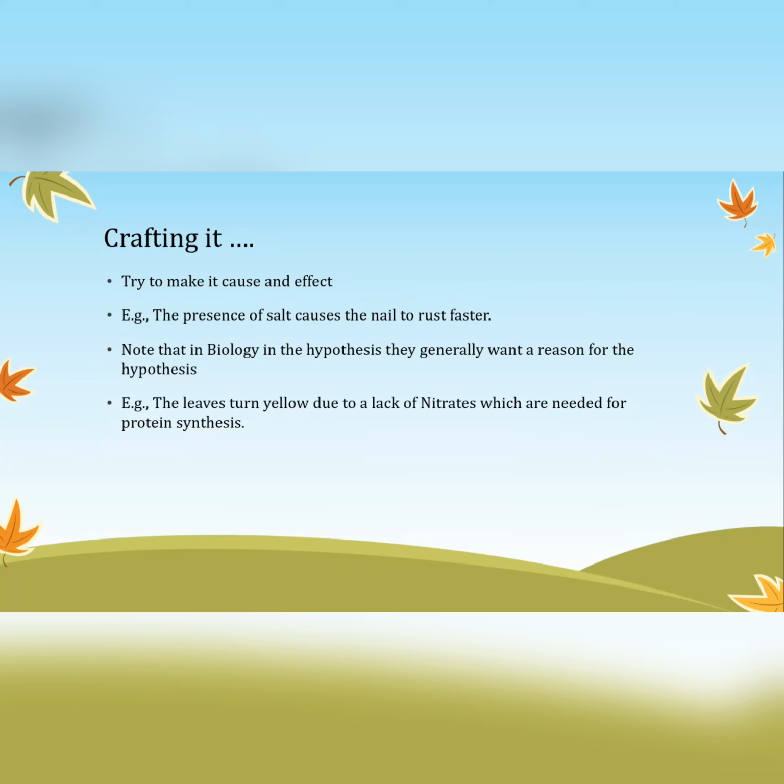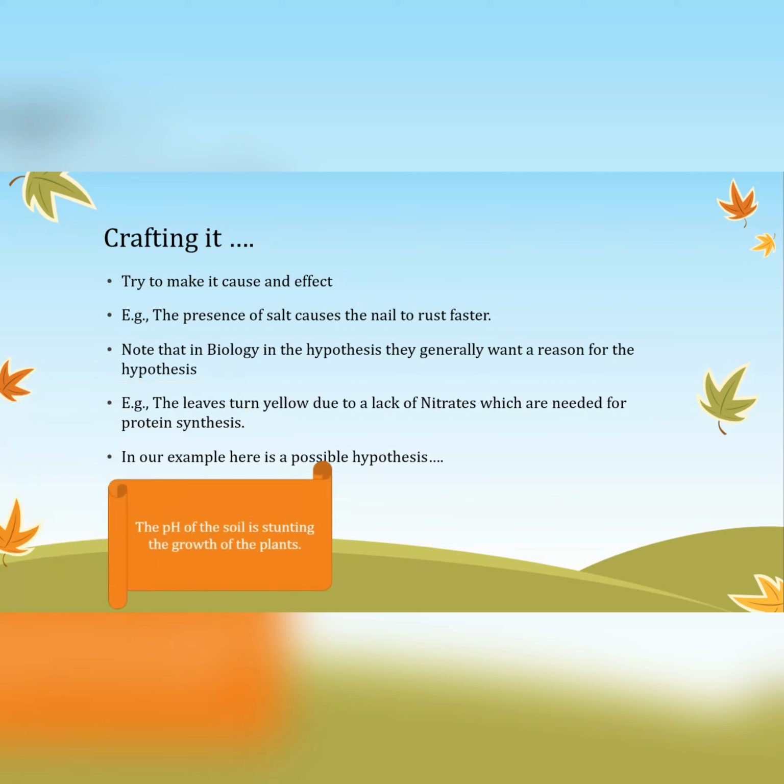So you are now seeing that the lack of nitrates is causing the leaves to turn yellow. The nitrates are needed for protein synthesis, rather, right? So now you can craft your statement. In our example, a possible hypothesis could be, and here's one, I mean, you could come up with other things, really, but here's the one that I came up with. The pH of the soil is stunting the growth of the plants. So I'm now basically saying that there's something in the pig's urine which is causing the pH of the soil to change, and that change in pH is causing the plants to not grow properly. And that is my hypothesis.